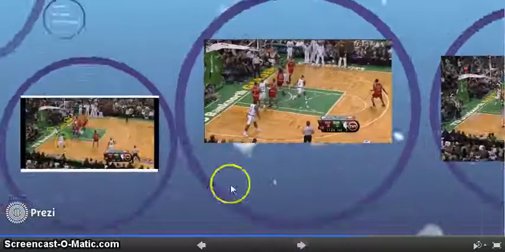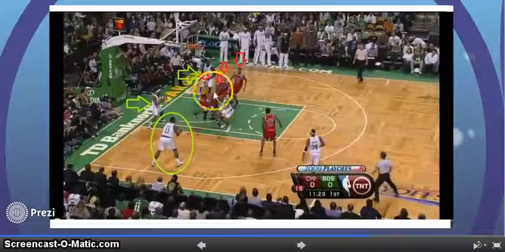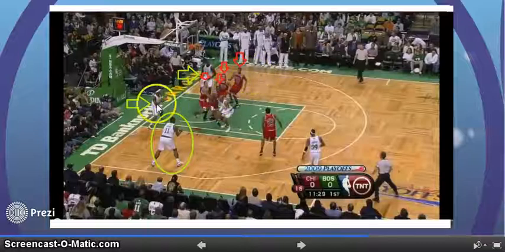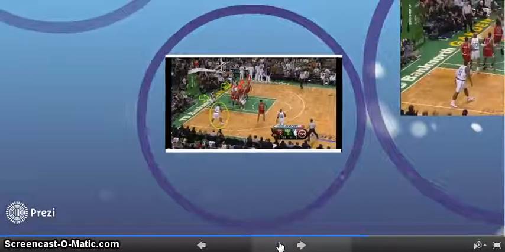Alright, let's look at the picture and see how they create a good shot. As you can see, this guy driving to the basket has collapsed the defense, with 4 people on him, leaving 2 people under the basket open and this guy wide open because his defender is helping in, and that's how it created a good shot.